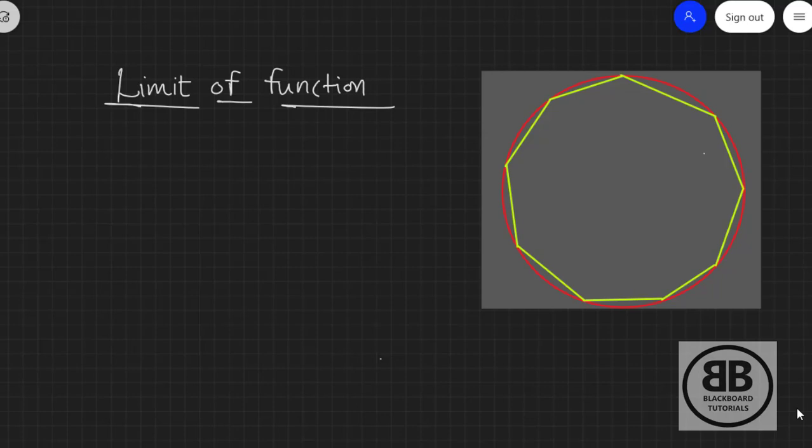So what do we mean by limit of a function? This can be illustrated by using this figure. Look at this figure. We have a polygon and a circle. This polygon is inscribed in a circle. Now the area of this polygon is less than the area of the circle.